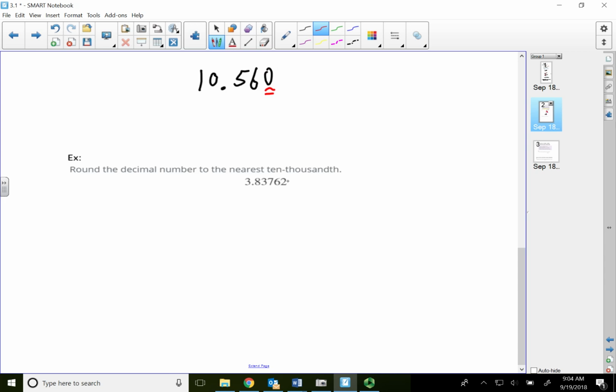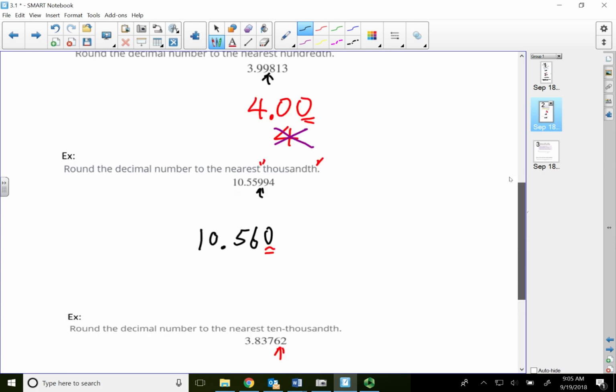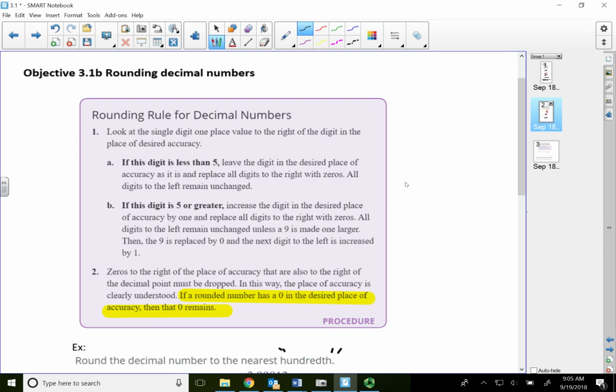All right, round to the nearest ten-thousandth. So let's check. Behind the decimal is tenth, hundredth, thousandth, then ten-thousandth, which is the 6. The digit to the right is a 2, which is less than 5. That will make my 6 stay the same. So the 7 will still be 7. The 3 in front of that is still the same, the 8 in front of that is the same, and the decimal in front of it is still the same. So my answer is 3.8376.